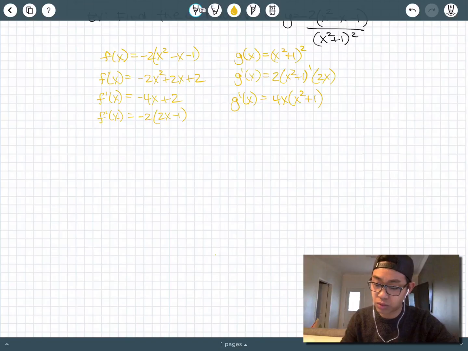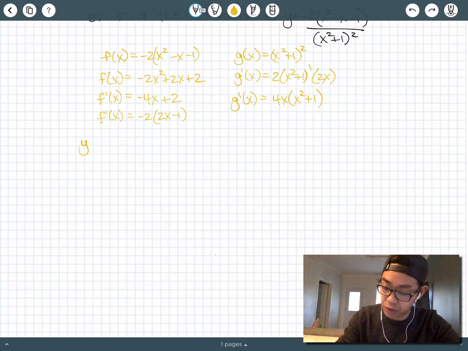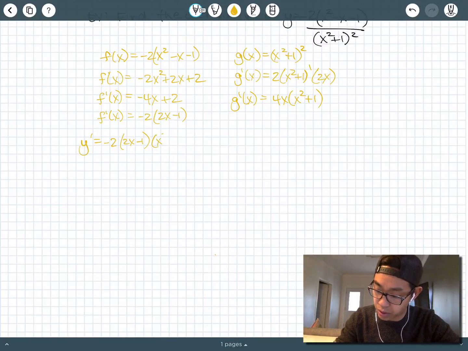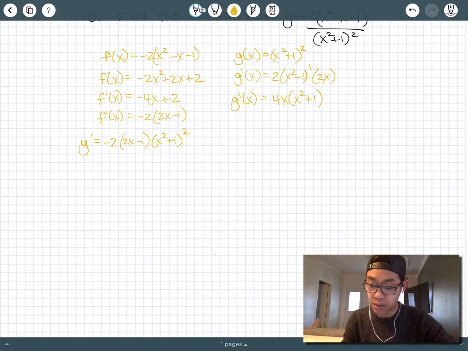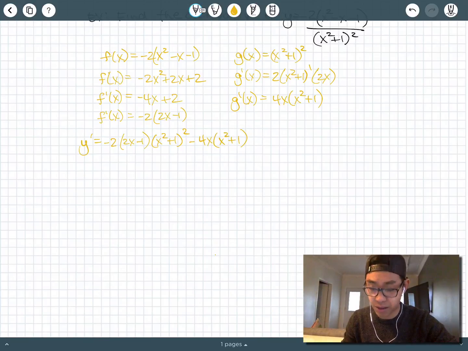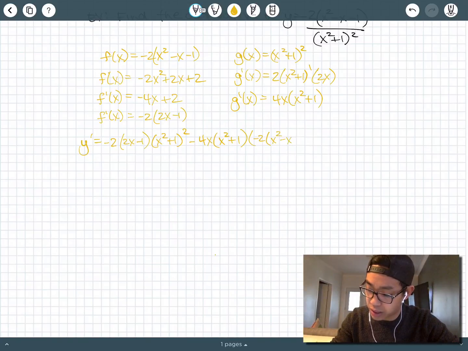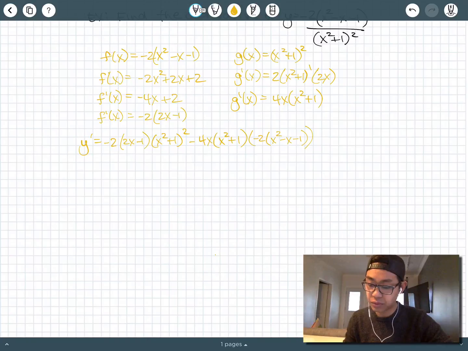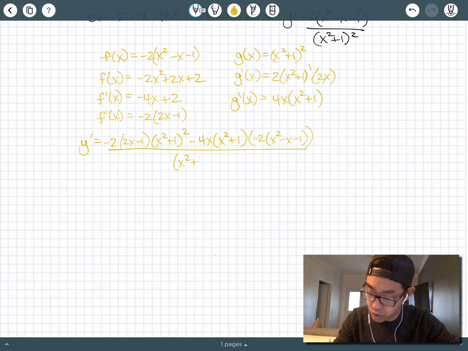Now we'll use the formula, so I'll move this up a bit. So y prime is going to be equal to f prime g. So that's going to be negative 2 times (2x minus 1) times (x squared plus 1) squared. Then we subtract g prime f. So subtract 4x times (x squared plus 1), that's g prime, times f. So for f, it's going to be negative 2x squared minus x minus 1. And that's going to be all over the bottom squared, which if you square x squared plus 1 squared, it's going to become to the 4.